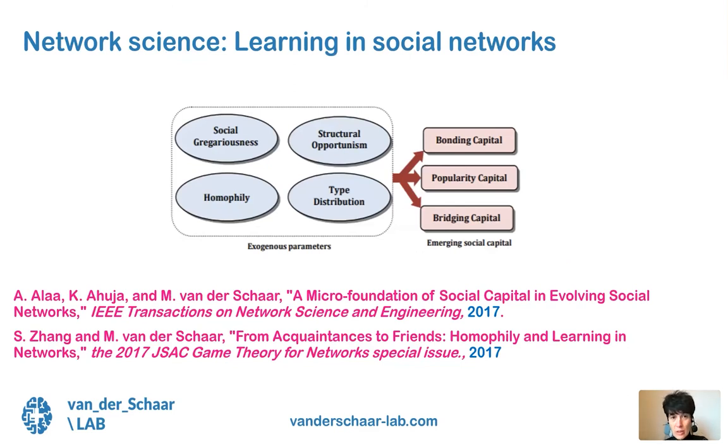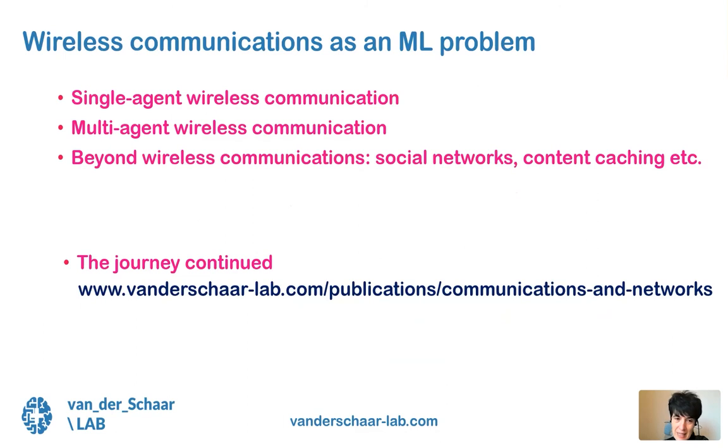Then moving one step further, we also had looked at learning in a variety of social networks where the different transceivers are forming links based on the interest they have to connect to each other, based on bonding capital, popularity capital, and bridging capital. And together with Ahmed Allah, Kartika Ahuja, and Simsong Zhang, who are all former students, we show the impact of learning in network formation and in network science. Again, this represents state-of-the-art methods for network formation and strategic network formation.